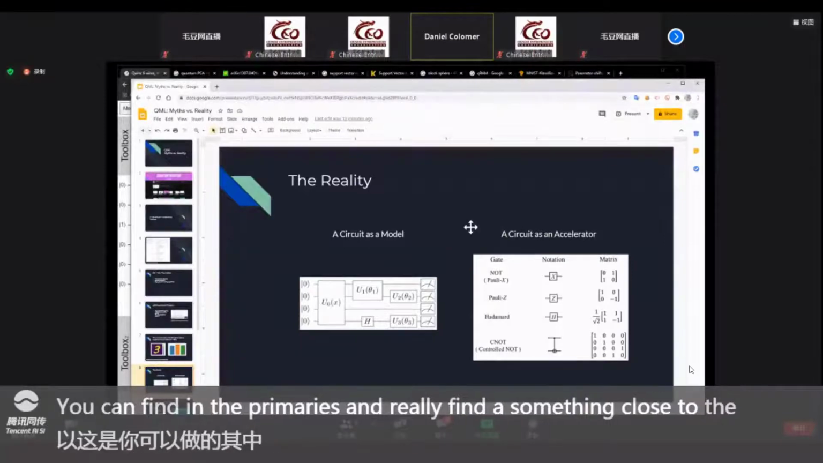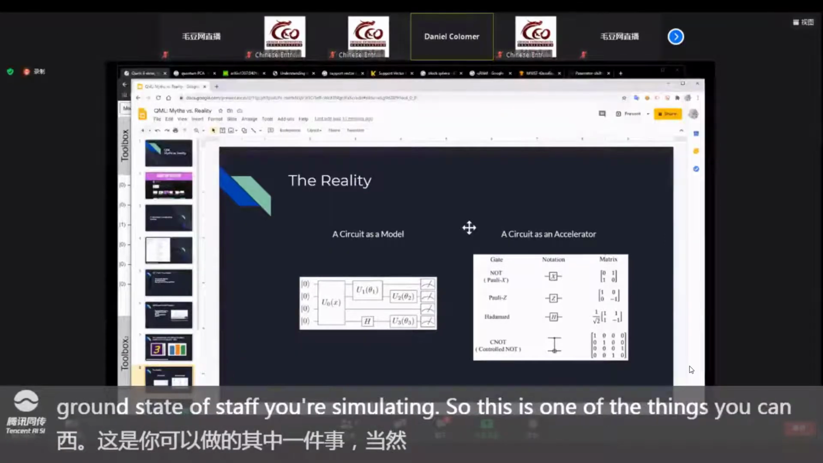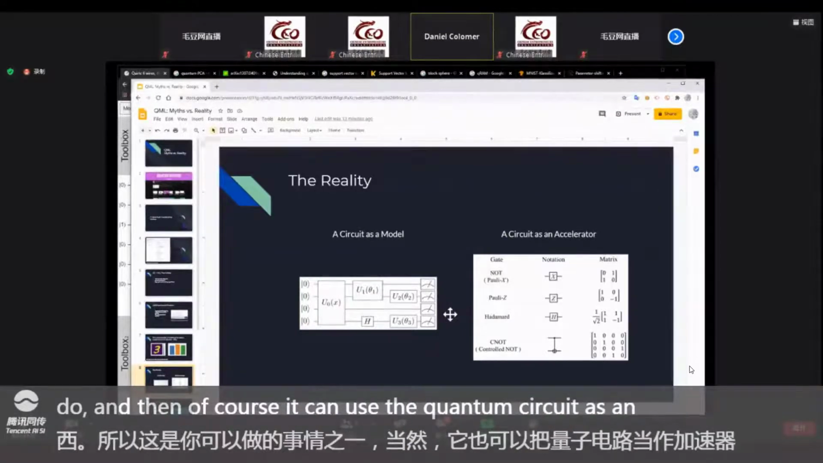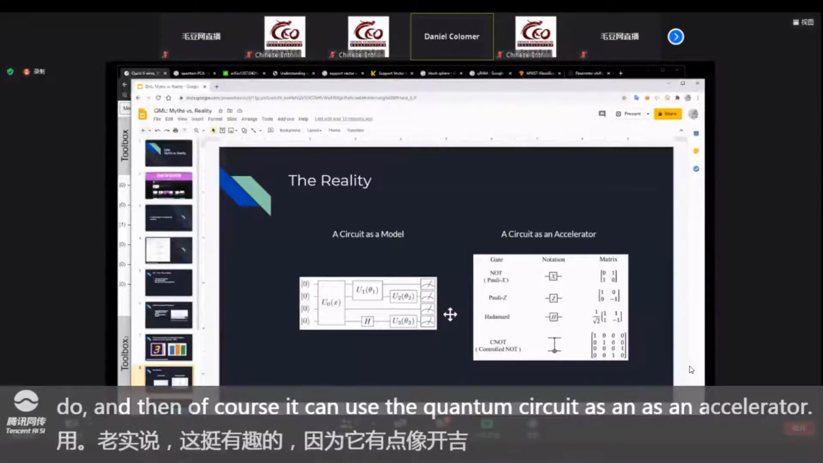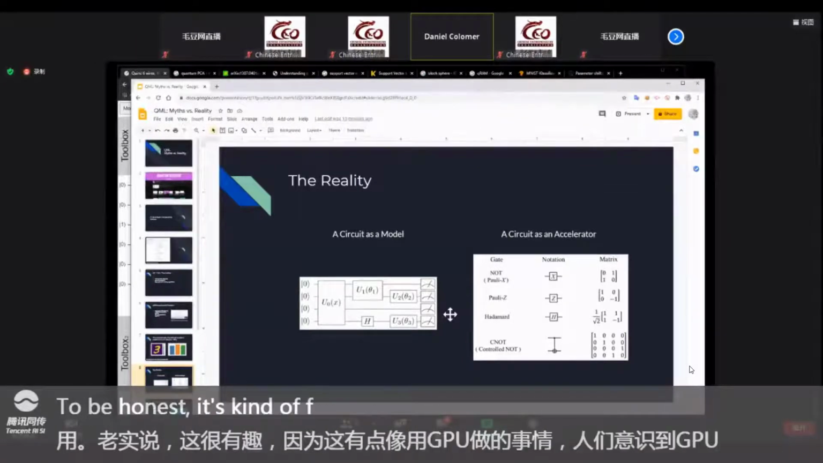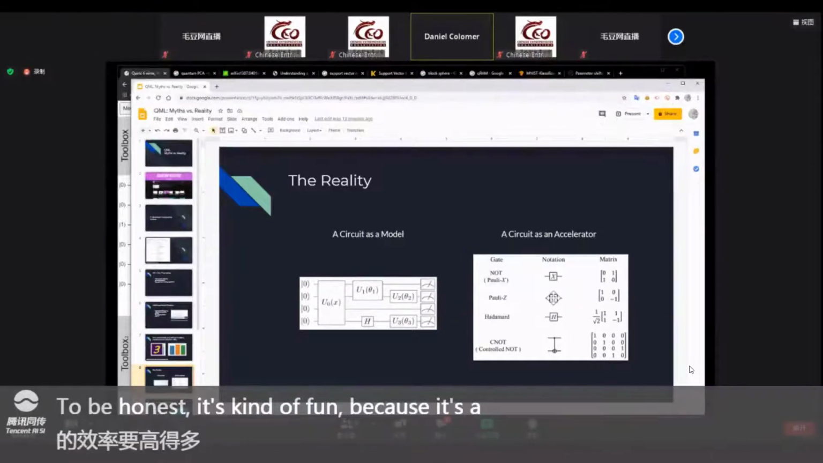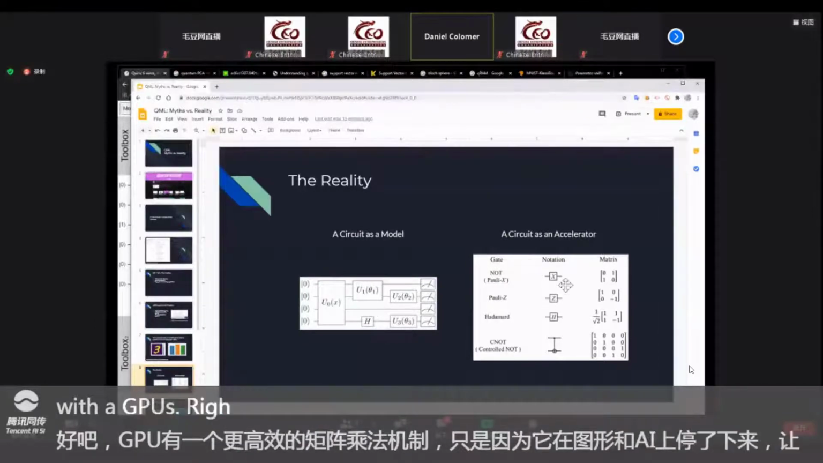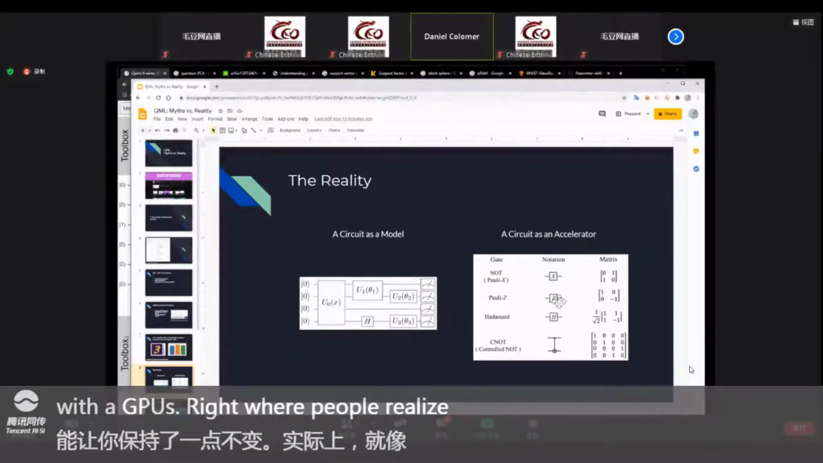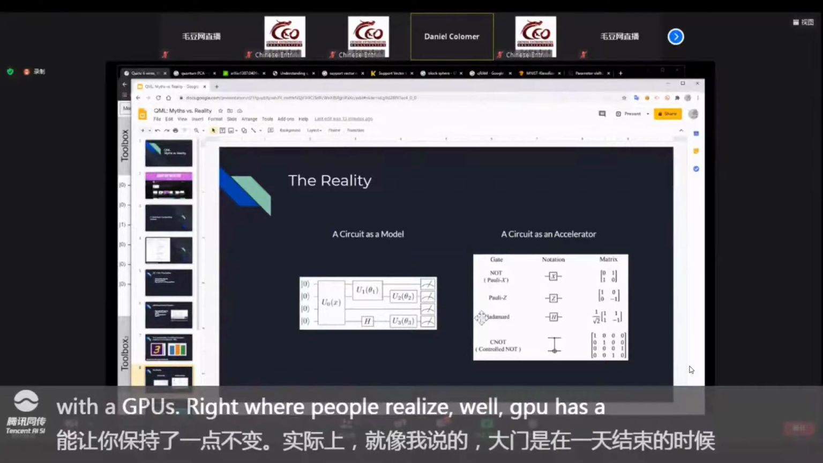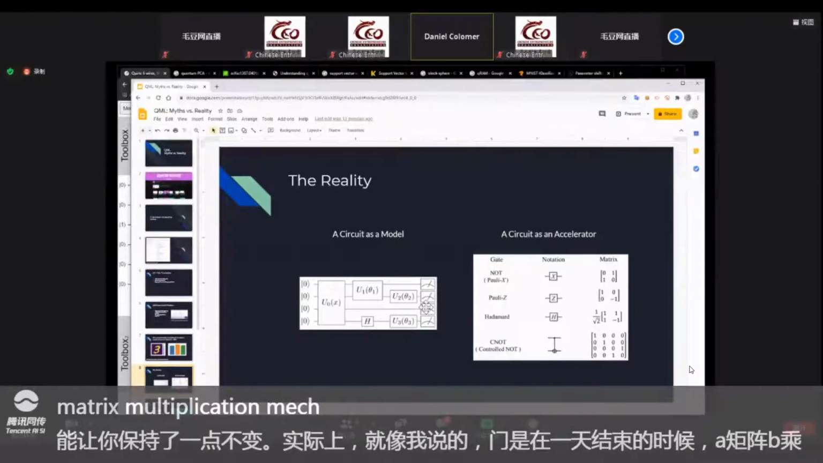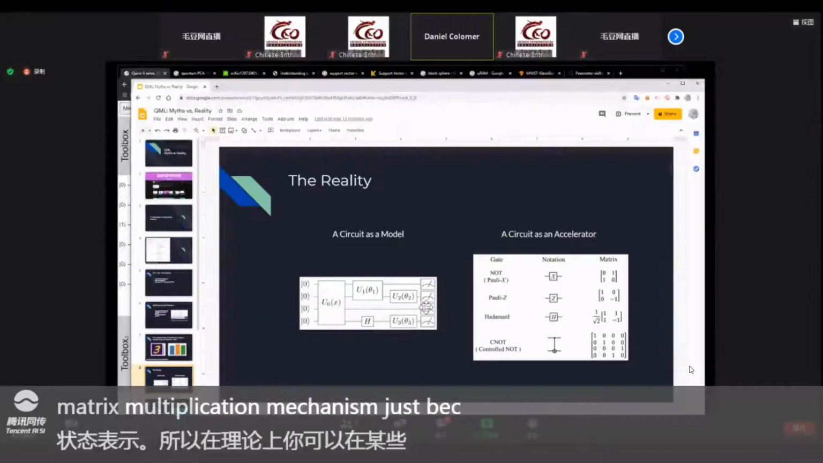And then, of course, you can use the quantum circuit as an accelerator, right? To be honest, it's kind of fun because it's a bit like what was done with GPUs, where people realized a GPU has a much more efficient matrix multiplication mechanism just because it was thought for graphics. A QPU is a bit the same. As I said, the gates are at the end of the day matrices being multiplied with the state representations, and so you can, in theory, in some cases, find ways to use these to speed up multiplication of big matrices, right?